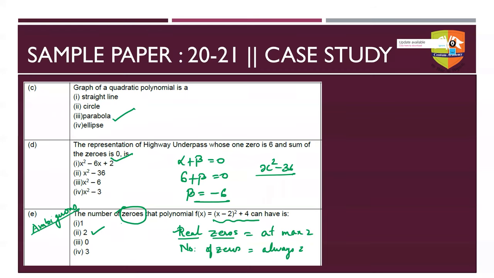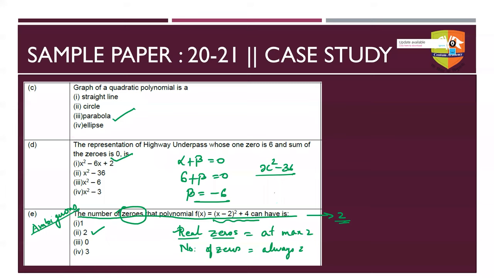This is not that. This is straightforward. Not much of a problem is there. So the number of zeros that a polynomial can have is 2. Yes, this is anyway clear. So they're not asking about real, or even if it is not mentioned, that's fine. Is it clear to you? The number of zeros that polynomial f(x) can have is 2 only. There is no ambiguity in this.